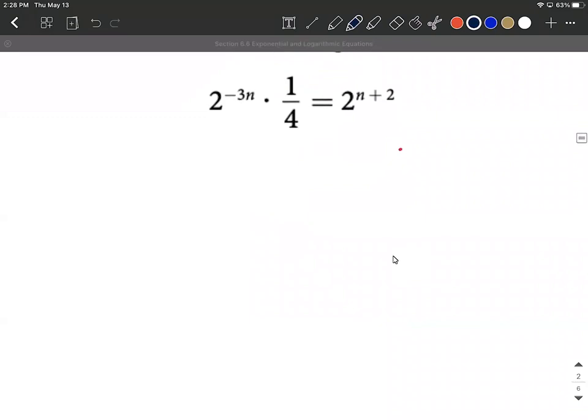All right, similar on this next one, you'll notice that we have 2 to a power here, 2 to a power here, but we have this 1/4 in the middle. So that can be a little bit troublesome. We can approach this a couple different ways. I'm going to approach it by thinking of it as 2 to the -3n multiplied by 1 over 2 squared is the same thing as 4. And certainly not the only way to go about this, but I'm going to rewrite that 4 as 2 squared so I can see that we have 2 to a power.